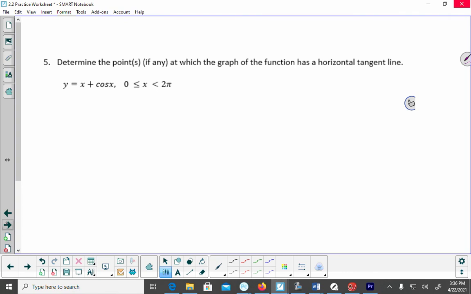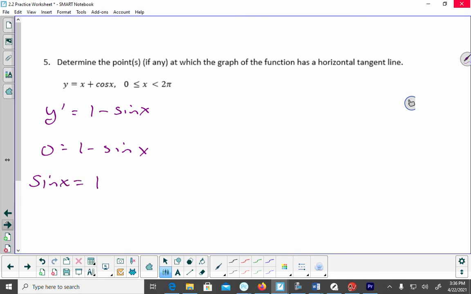Number 5, determine the points, if any, at which the graph of the function has a horizontal tangent line. So I am going to take this and find the derivative. So that's going to be 1 minus sine of x. I'm going to set the derivative equal to 0 first. So I'm going to say 0 is equal to 1 minus sine of x. Then I am going to add sine of x to both sides. So sine of x is equal to 1.